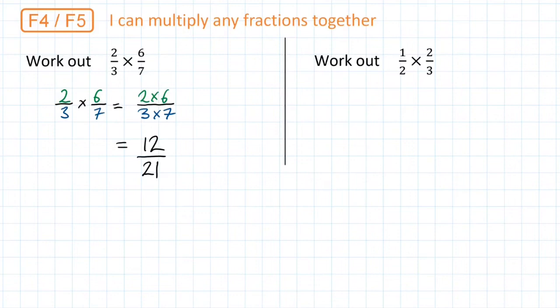This answer, 12 over 21, is correct, but of course if we can simplify fractions we should, and I can divide the numerator by 3 and the denominator by 3 to get the equivalent fraction 4/7. Here's a question for you to try. Work out 1/2 times 2/3. Pause the video now.